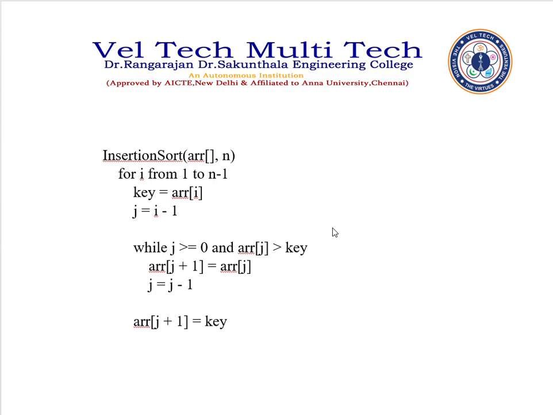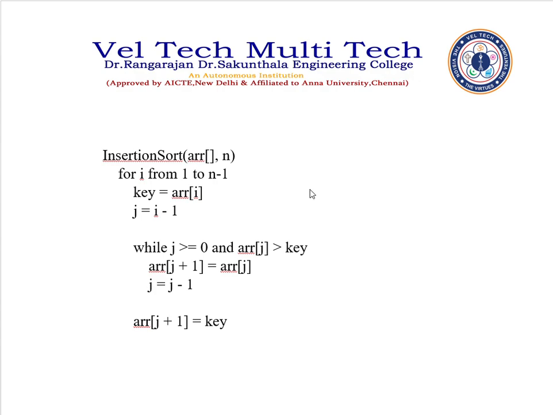Insertion sort is the function being used here, and we consider an array of numbers as arr, and n represents the number of elements. A for loop is given to us, which reads the elements from the second position onwards up to the last element, and we treat the first element as already sorted. So we start from the second element onwards.